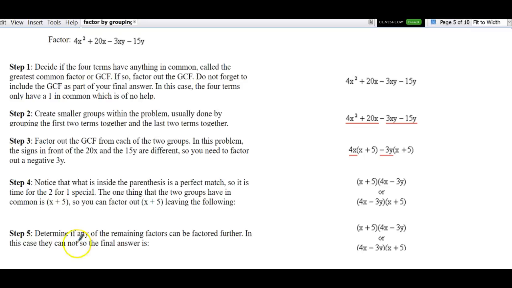Okay, let's look at one more example. Factor 4x squared plus 20x minus 3xy minus 15y. Again, we're looking at factor by grouping, so we're going to group each two terms together. So I'm going to group the 4x squared plus 20x. Then we're going to group the minus 3xy minus 15y.